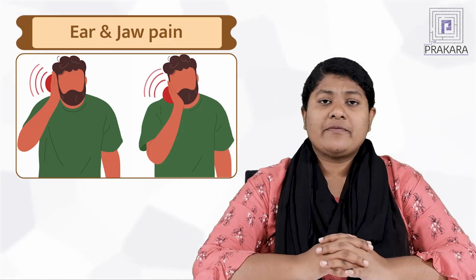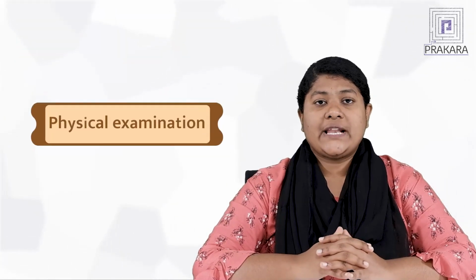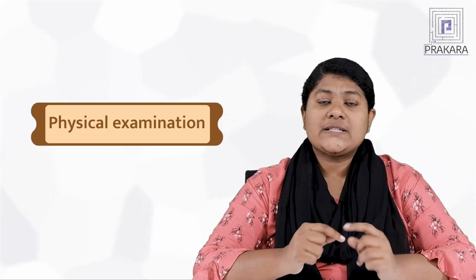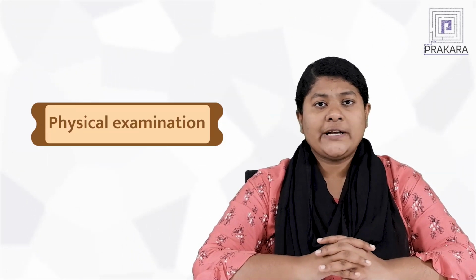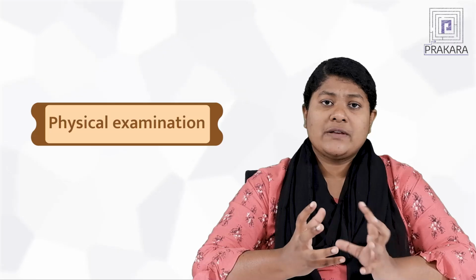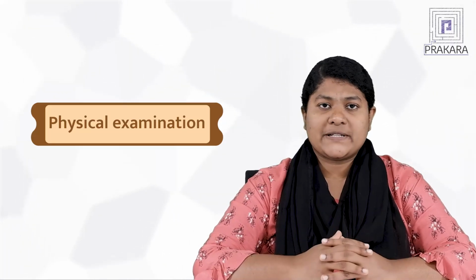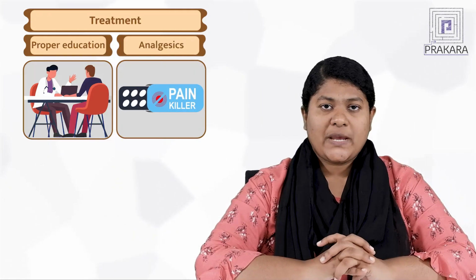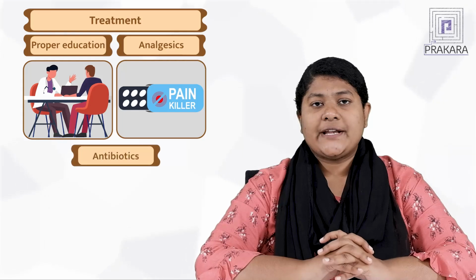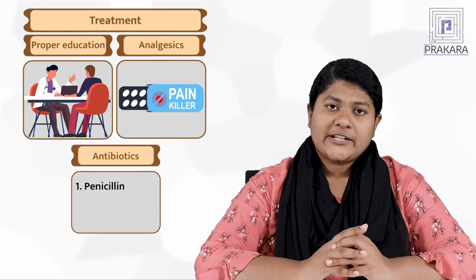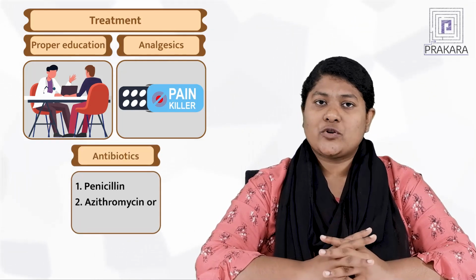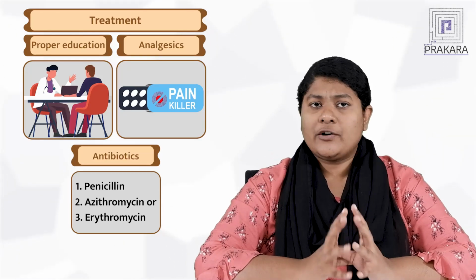When we go for the physical examination, we can see reddened tonsils which are surrounded by mucopurulent tissue, that is, mucus combined with pus. The main goal of the treatment we give for tonsillitis is, first of all, to give them proper education about tonsillitis and also give them analgesics to reduce pain. We can also administer antibiotics such as penicillin. If the clients are allergic to penicillin, then we can administer azithromycin or erythromycin for a week or for 7 to 12 days.